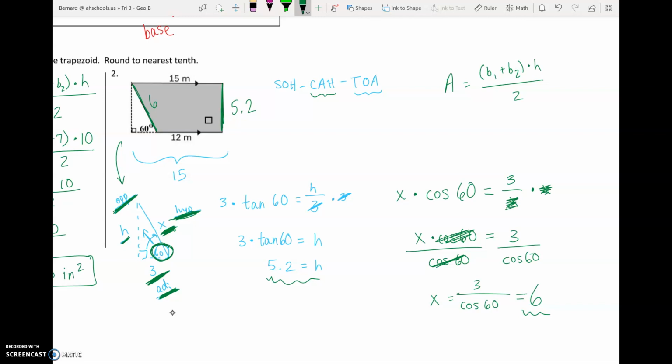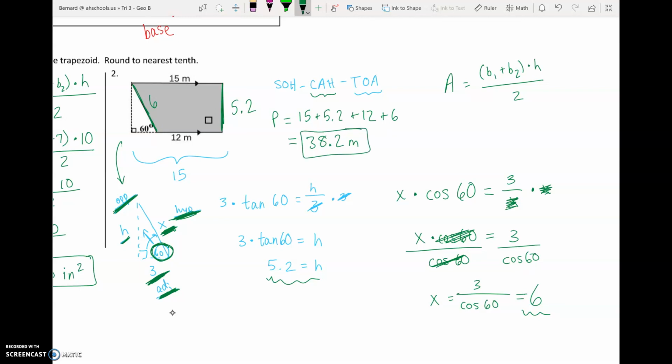So let's start with perimeter. It's generally pretty straightforward. So we're just going to add all 4 sides. So that's 15 plus 5.2 plus 12 plus 6. And when we add all 4 of those sides together, we should get 38.2. And meters are our units, so our perimeter is 38.2.